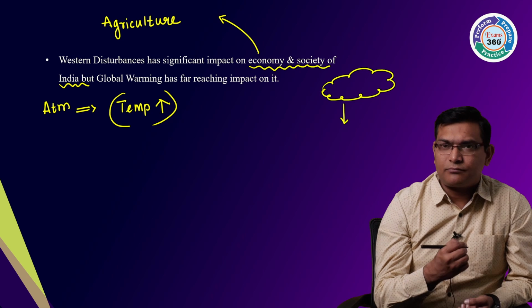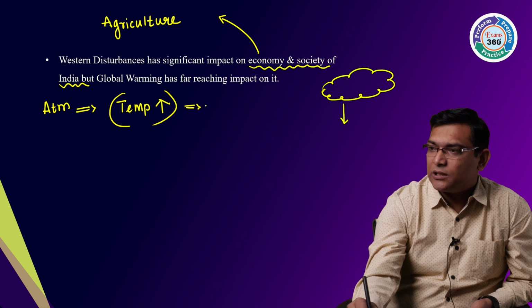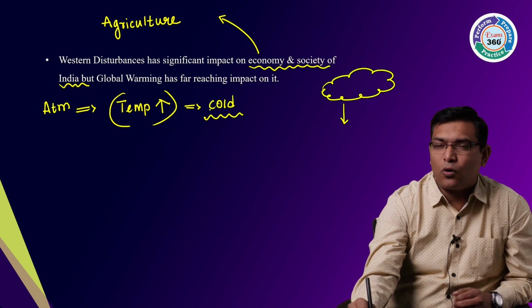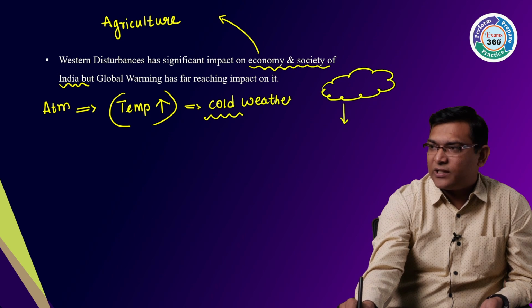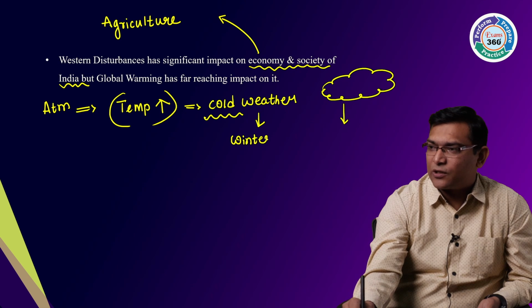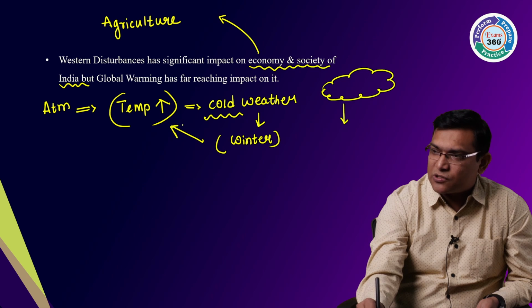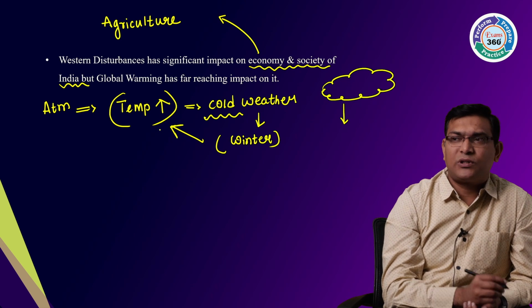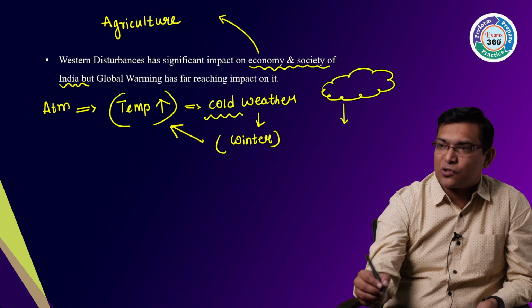So generally we have cold weather in the winter season. Winter season lo cold weather untundi. కానీ ఎప్పుడైతే డిస్టర్బెన్సెస్ వస్తాయో అక్కడ టెంపరేచర్ పెరుగుతుంది. సో దట్ ఈస్ అ సిగ్నిఫికెన్స్ ఫ్రమ్ ది ఎకనామిక్ పాయింట్ ఆఫ్ వ్యూ, అట్మాస్ఫియరిక్ పాయింట్ ఆఫ్ వ్యూ, సొసైటీ పాయింట్ ఆఫ్ వ్యూ.